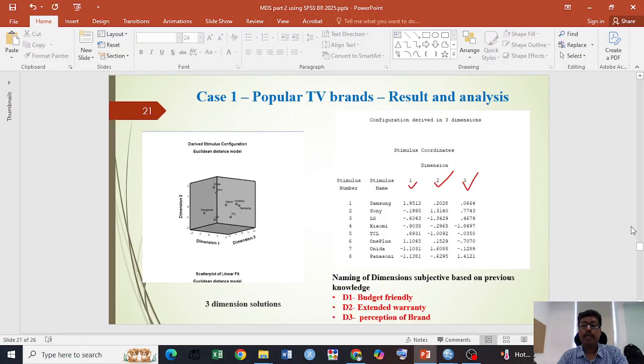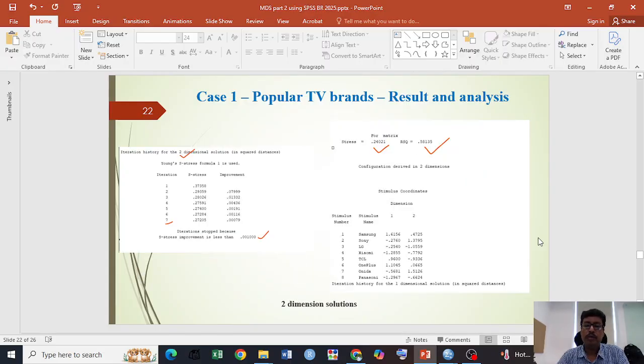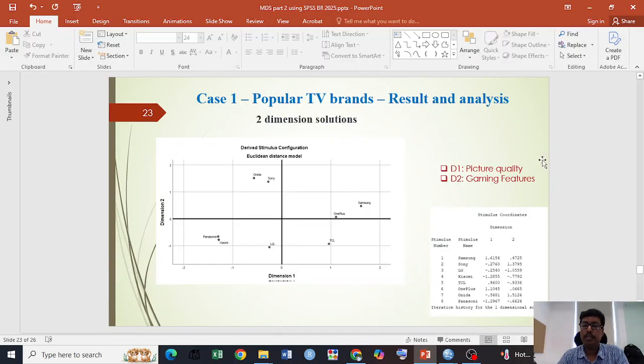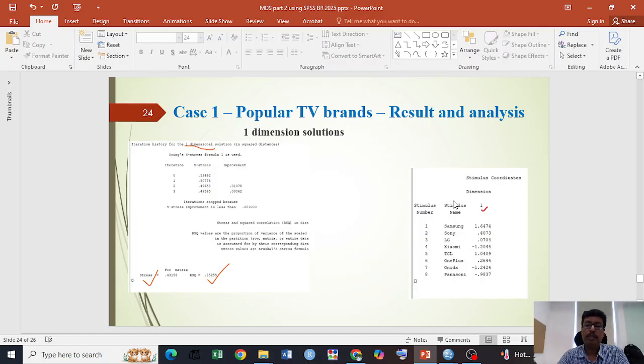So I come back to my presentation. Here I give certain names, like I give the dimensions budget friendly versus extended warranty versus perception of brand. So it is up to you how you give these. When we have the two-dimension solution, you can give picture quality and maybe gaming features. Which dimension name you give is up to you and based on your market research knowledge. But dimension one is not really insightful, and in our case it is not really useful. Dimension 3 is more useful, but we can take either dimension 1 and dimension 3 or dimension 2.